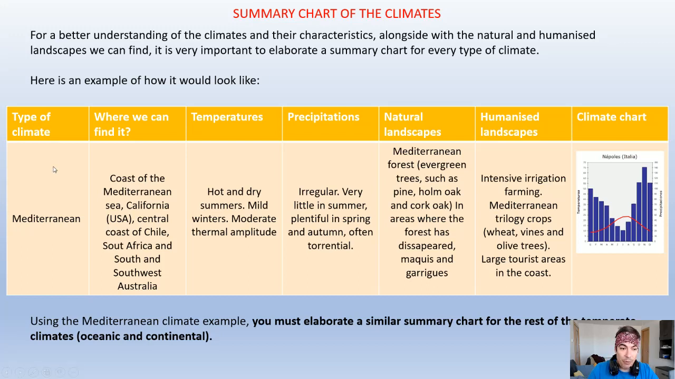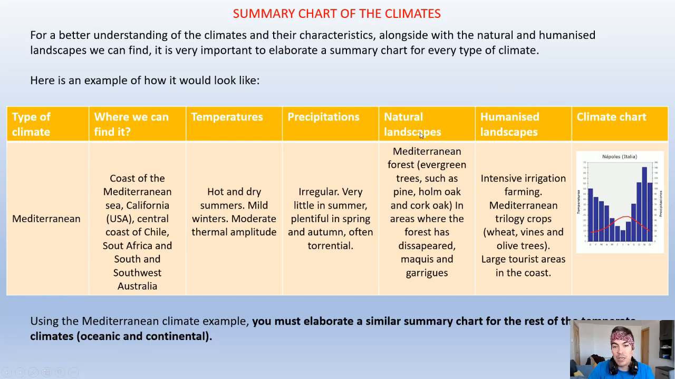We have to write what is the type of climate. This is an example of the Mediterranean climate, where we can find it, the locations, how the temperatures are, in which part of the year they are higher, in which part they are lower, what is the thermal amplitude, more or less. In general, how the precipitations are: regular, irregular, abundant, scarce, at which part of the year they are the highest, which months are the ones with the least precipitation, etc. How the natural landscapes look and how the humanized landscapes look.